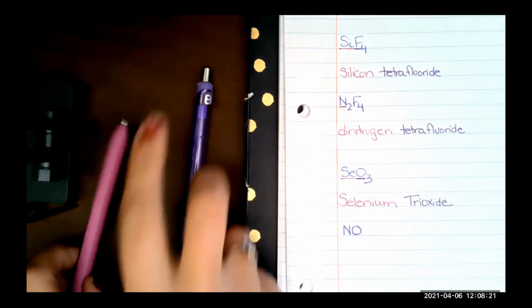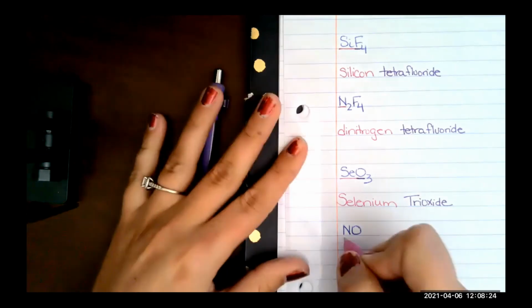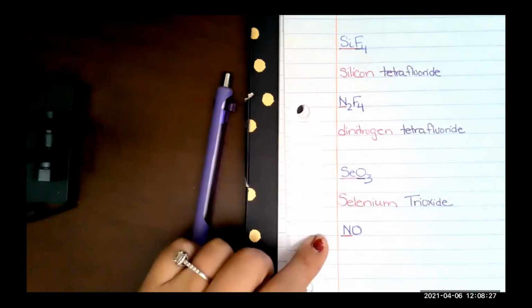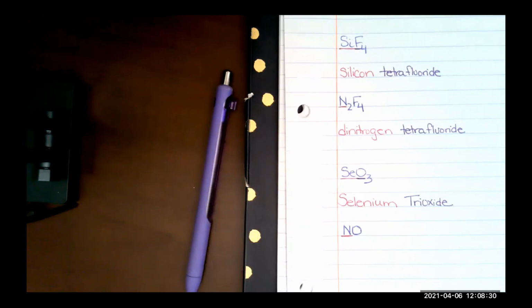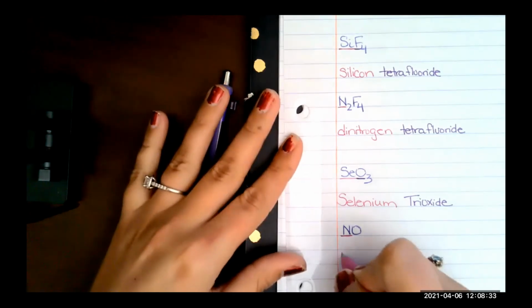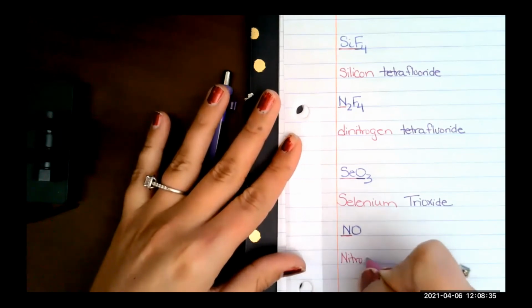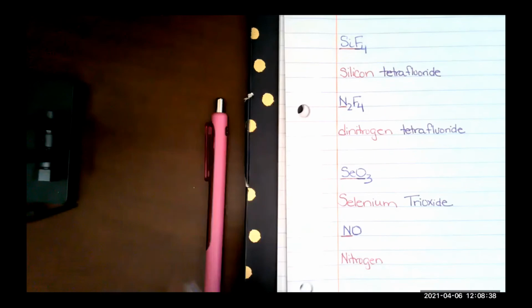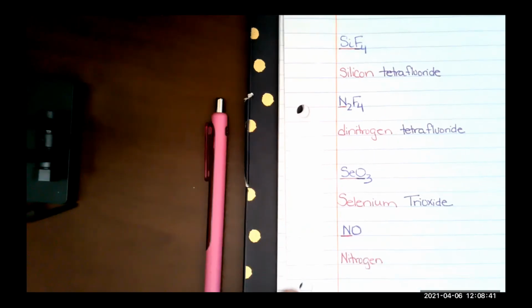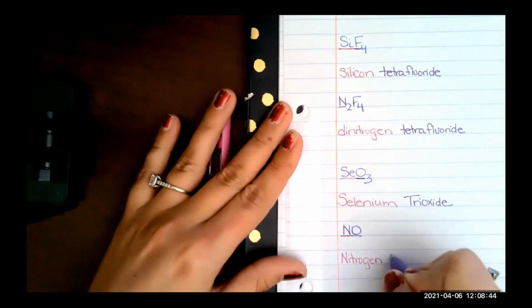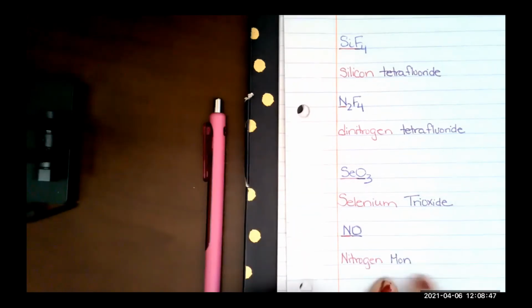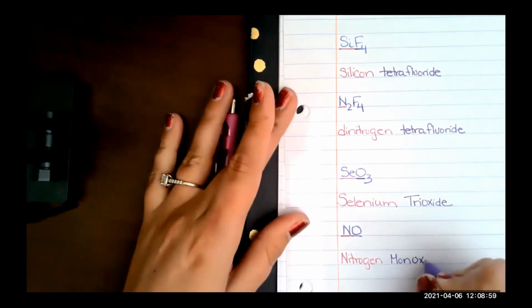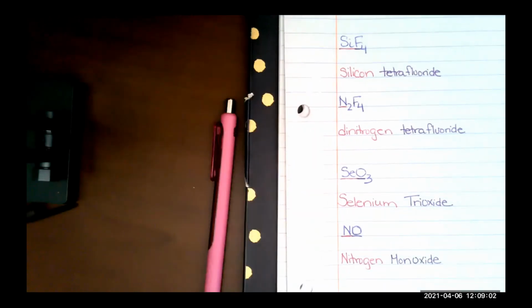And finally, the compound NO. The first element is N, which is nitrogen. You don't have a mono in front of that, so you just write nitrogen. And then for the O, there's only one of them, so it becomes monoxide. And remember, if you were writing mono out, you'd be writing mono and then oxide, and because of the double O, you just take one away and it becomes monoxide like that.